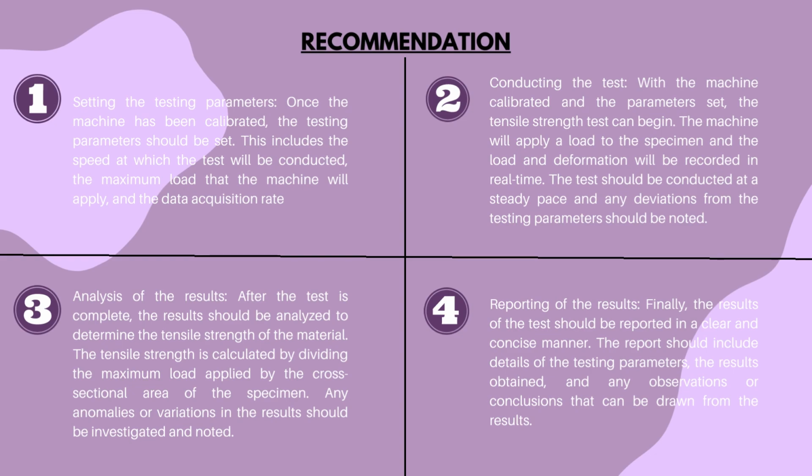Next is analysis of the results. After the test is complete, the results should be analyzed to determine the tensile strength of the material. The tensile strength is calculated by dividing the maximum load applied by the cross-sectional area of the specimen. Any anomalies or variation in the results should be investigated and noted. This is because errors might occur, for example, typing errors and so on.